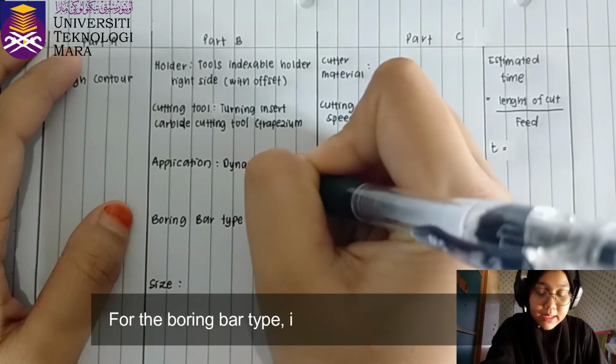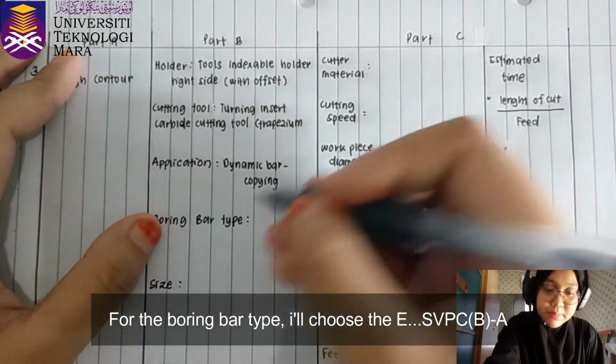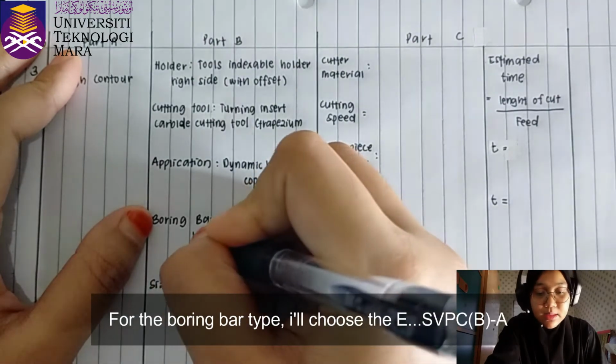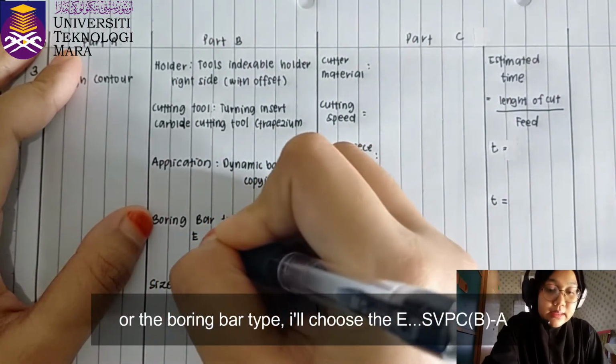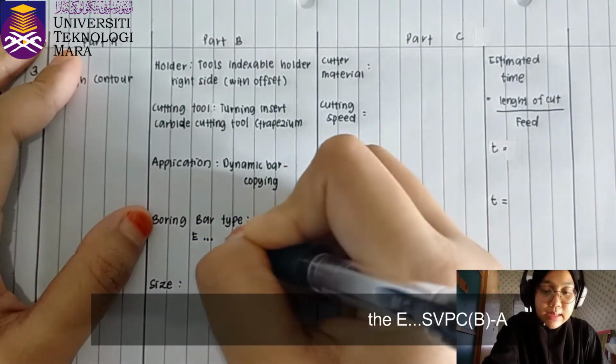For the boring bar type, I'll choose the E/SVPC BA.